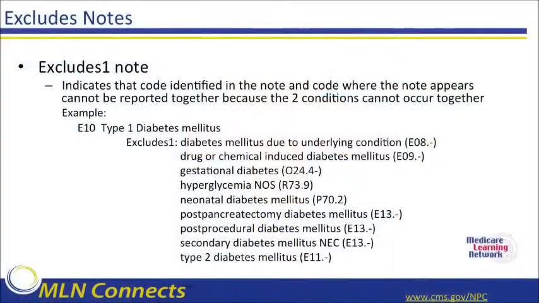Sue, I know a lot of coders are wondering when to use the excludes notes in ICD-10. Aren't there 2 types in ICD-10? You are right, Leah. An excludes one note means that the code identified in the note and the code where the note appears cannot be reported together because the 2 conditions are mutually exclusive. In the example on slide 16, there is an excludes one note under category E10, type 1 diabetes, for other types of diabetes. Since the patient can only have one type of diabetes, codes for different types of diabetes can't be used together on the same record.